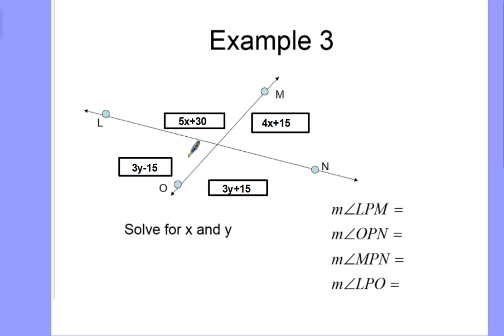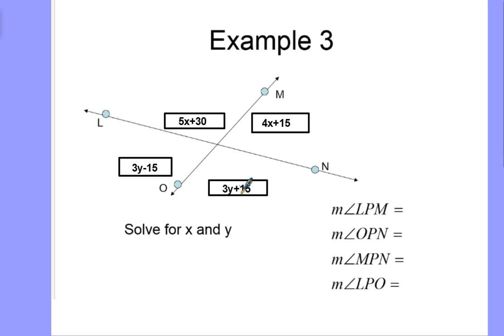I have a vertical angle here, and I have a vertical angle here as well. So yeah, I could set them equal to each other, but what would happen? Hopefully you realize that you would have two different variables. Same thing here, you'd have two different variables.